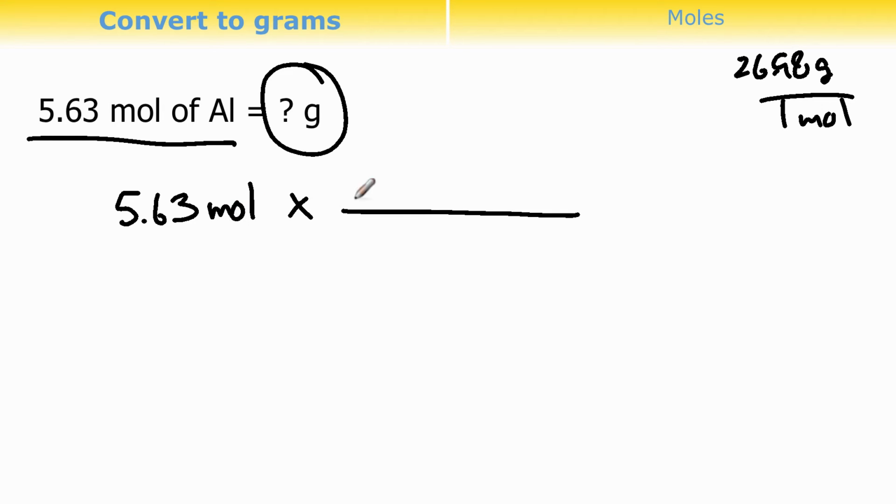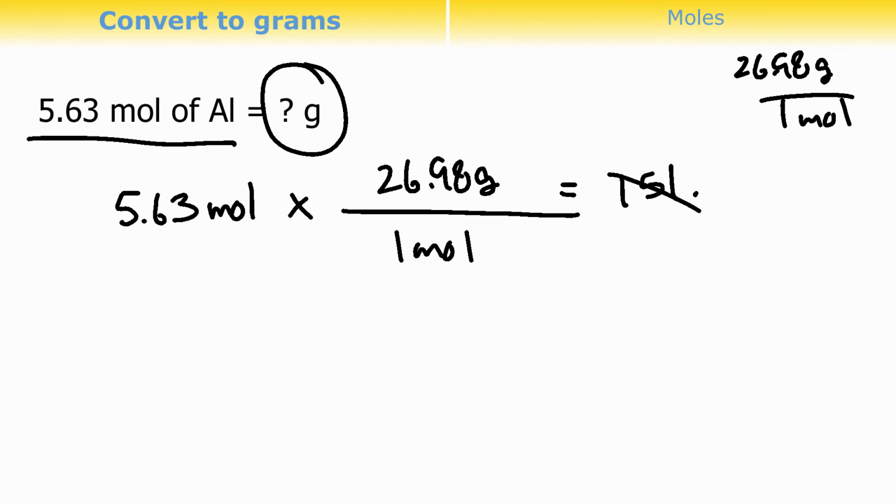So if I want to get rid of moles, I'm going to put that 1 mole on the bottom, and I'll put my grams up top, 26.98 grams. If I multiply that, 5.63 times 26.98, 151, well, let's see, 3 sig figs, let's call that 152 grams. So if I have 152 grams of aluminum, that's the same as 5.63 moles of aluminum.